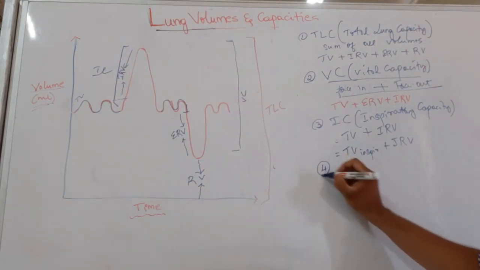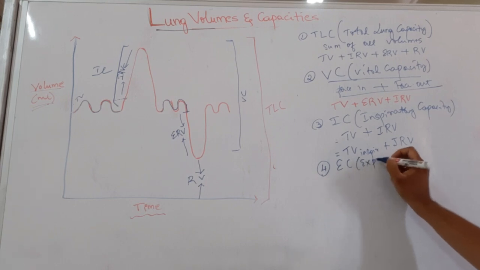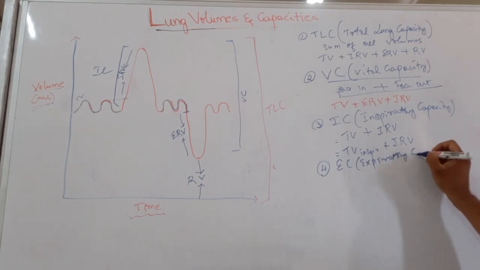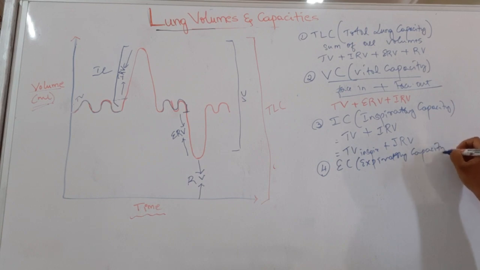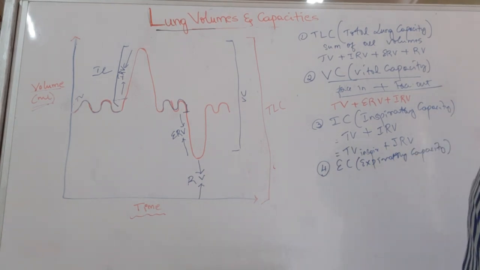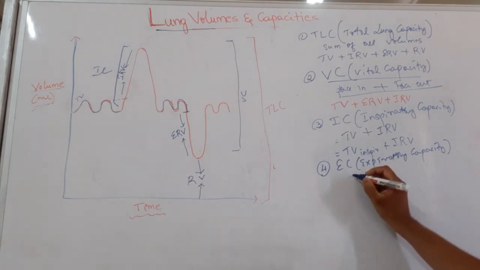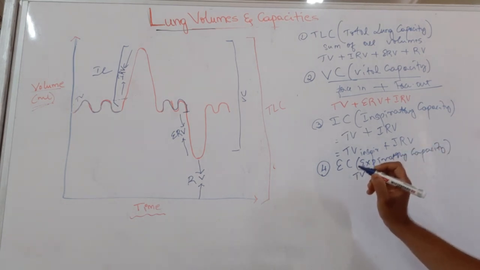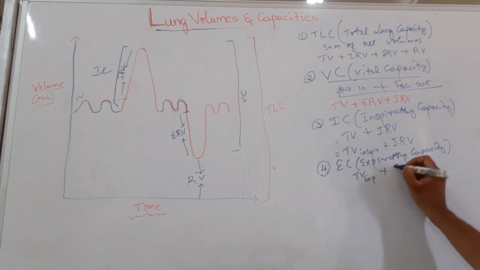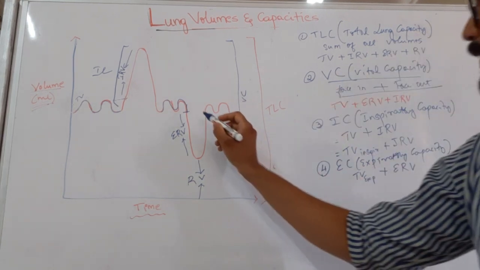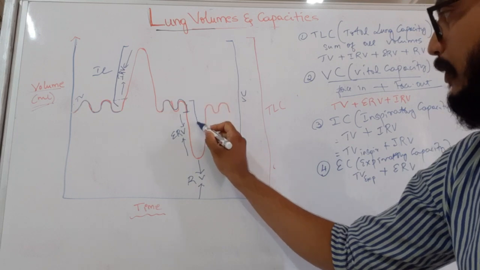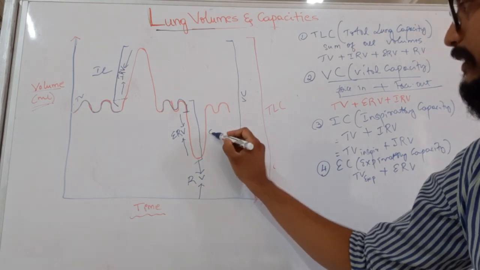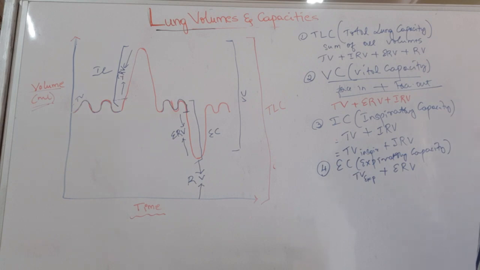In a similar fashion, we have expiratory capacity. Expiratory capacity is the total volume of air that can be made to move out of the lungs or thrown out of the lungs. So, it is tidal volume expiration plus expiratory reserve volume. This amount is referred to as expiratory capacity.